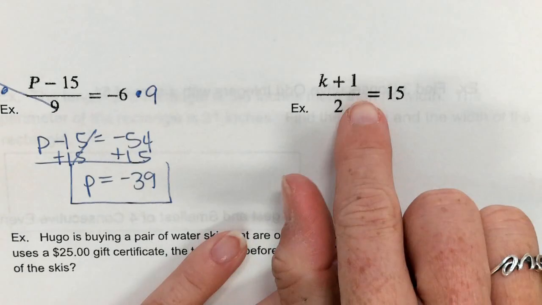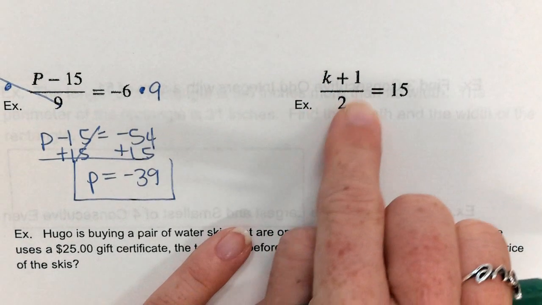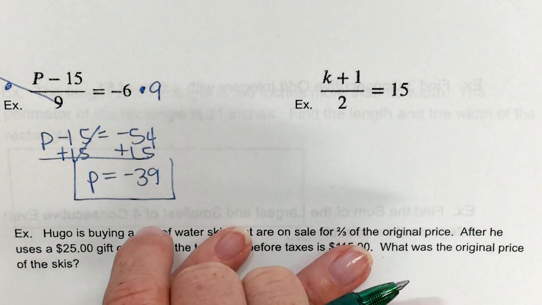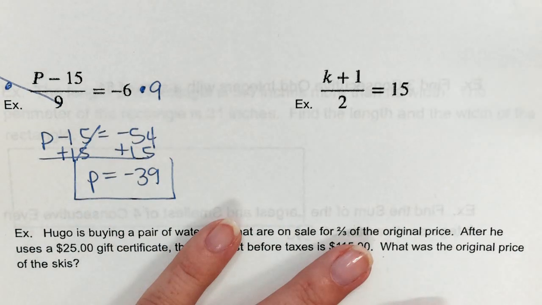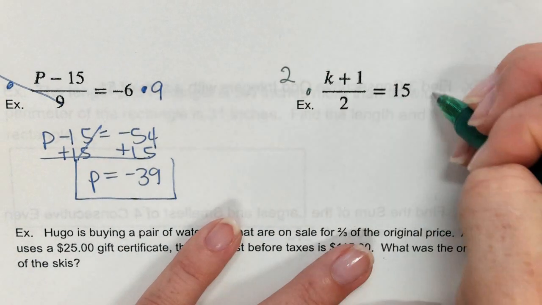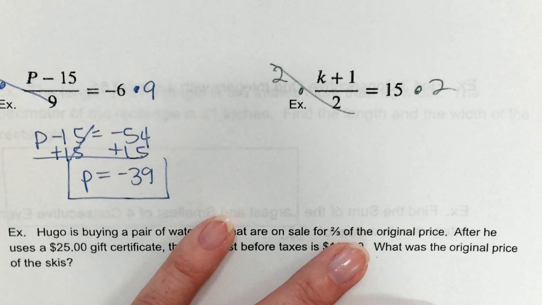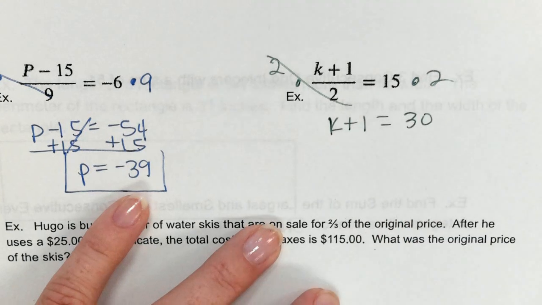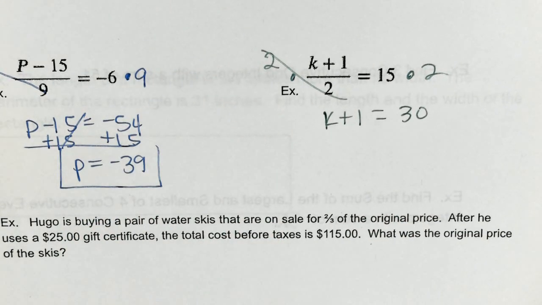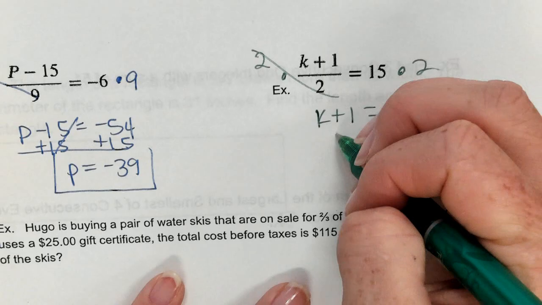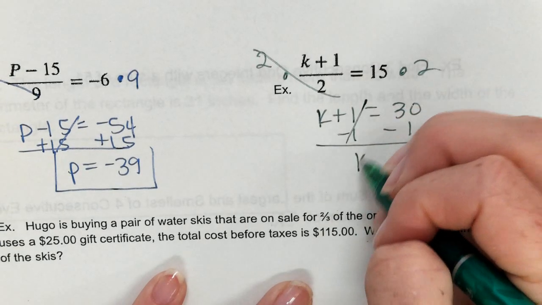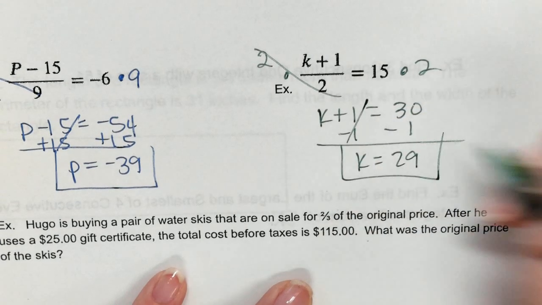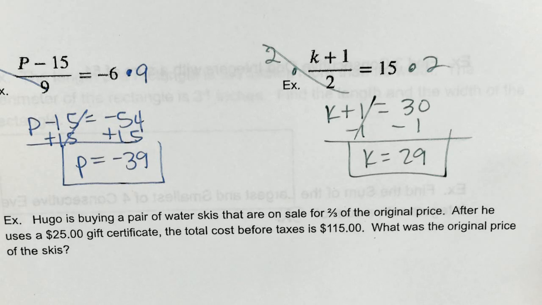Okay, look at this one. Is the entire left side being divided by 2? So I can get rid of that dividing by 2 by multiplying by 2. Whatever I do to the left, I have to do to the right. So I have k plus 1 equals 30. How do I get rid of the constant? Minus 1. So I have k equals 29. So those are just some special equations that we see every once in a while, okay?